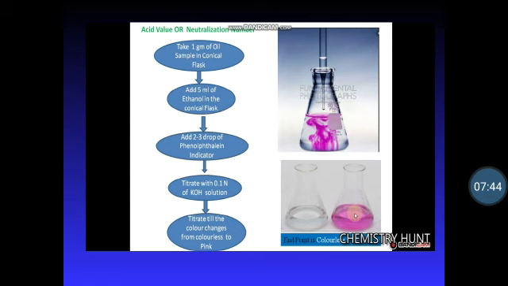The significance of acid value is that it measures the amount of free fatty acid which has been liberated by hydrolysis from the glycerol due to the action of moisture and temperature.